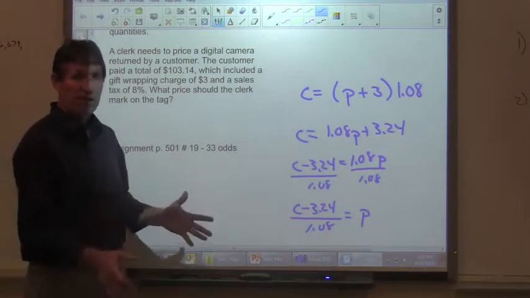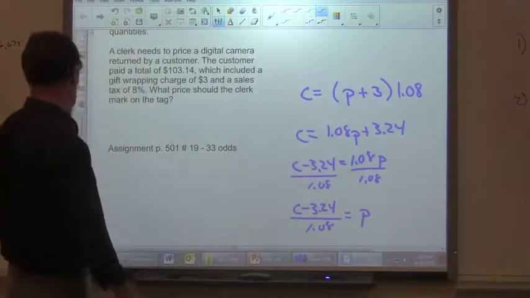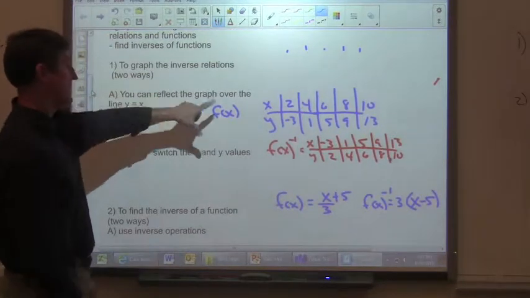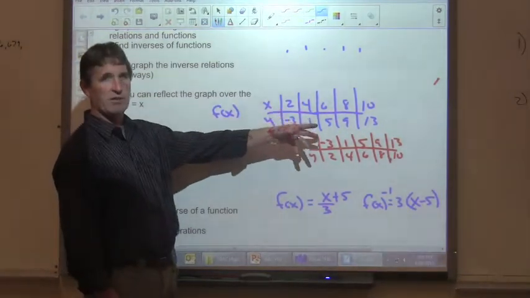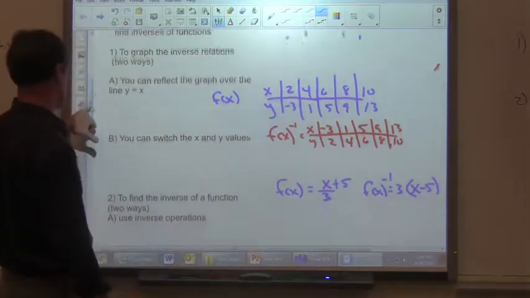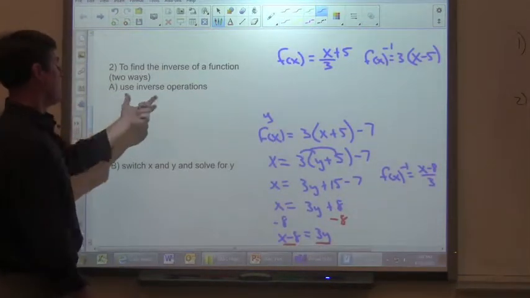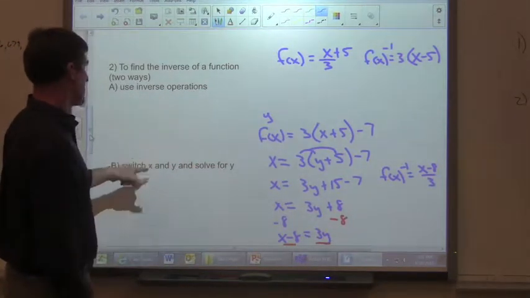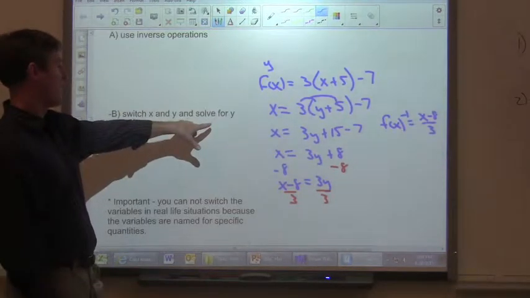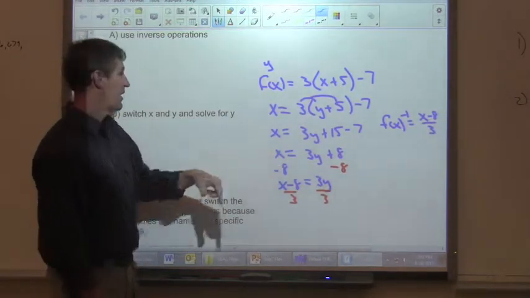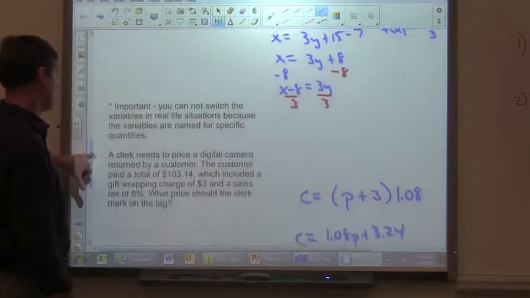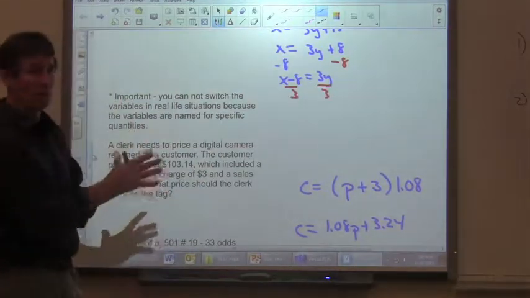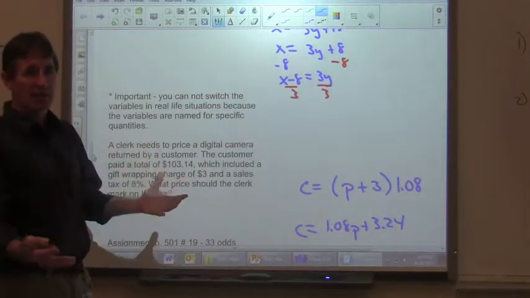So inverses, you just have to be careful. Make sure, again, if we recap this, to graph it, the easiest way, just switch the x and y values, and you can plot the points to get the inverse. When you have an equation, again, you can do inverse operations, works great when you have easy problems, but it's much easier just to switch the x and y values and solve for y. All right? And then lastly, you have to remember you can't do that. You can't switch the values when you're working with real life situations because they represent different things than just numbers on a graph.